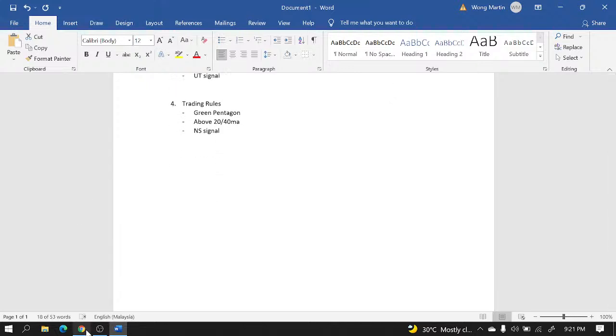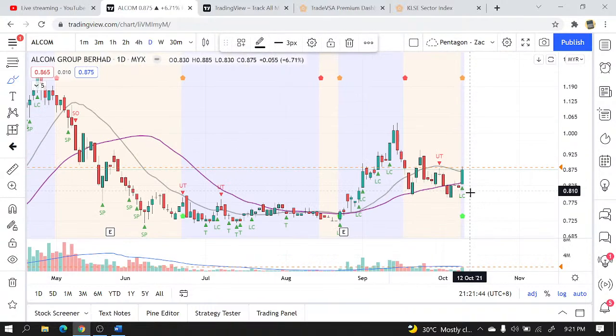Okay, now let's go to the first one. Okay, outcomes. Pushing back to 2040s. This is the 40 MA. This is the 20 MA.